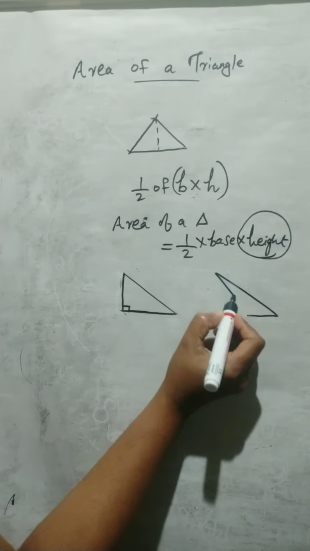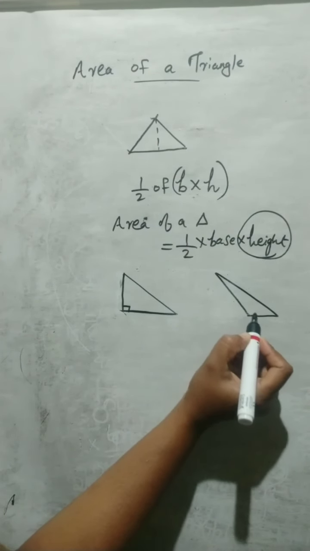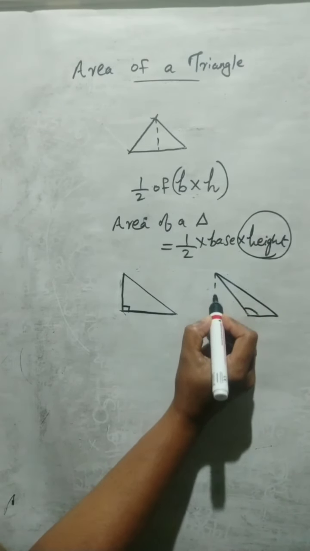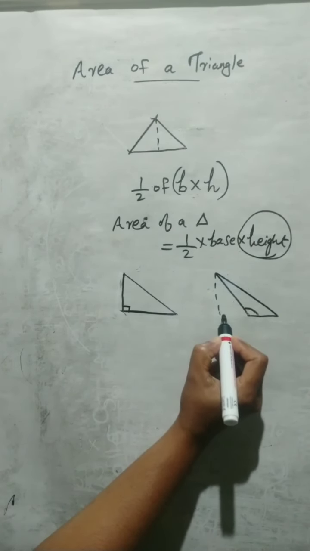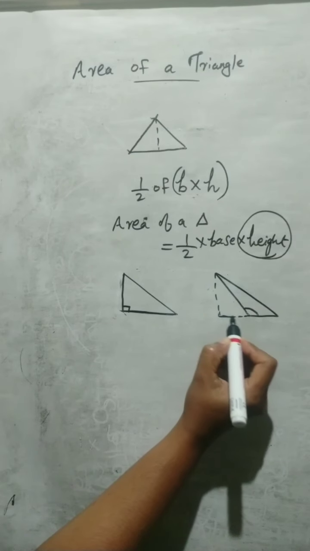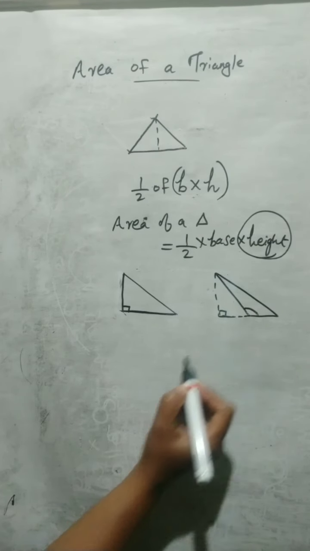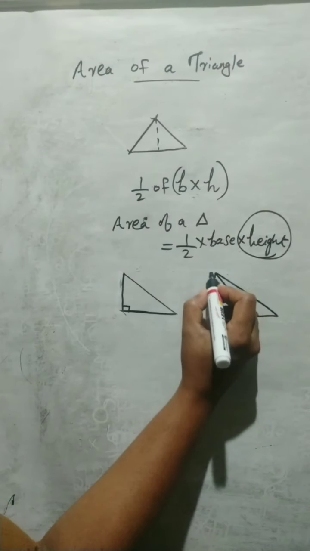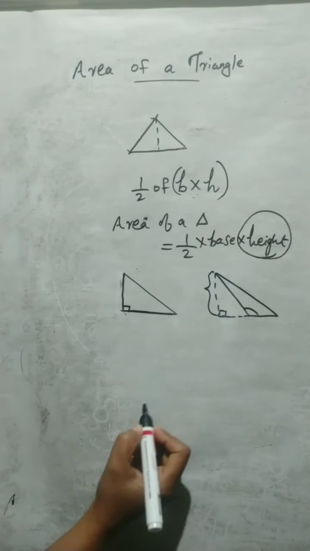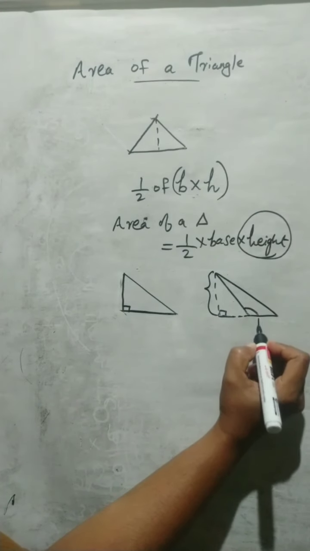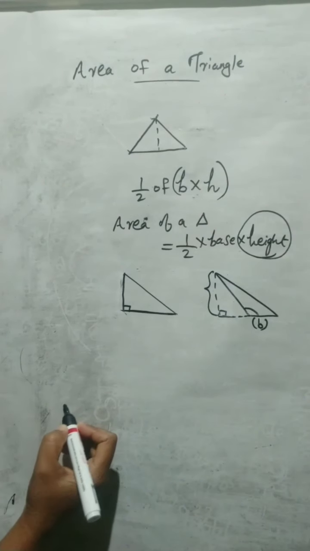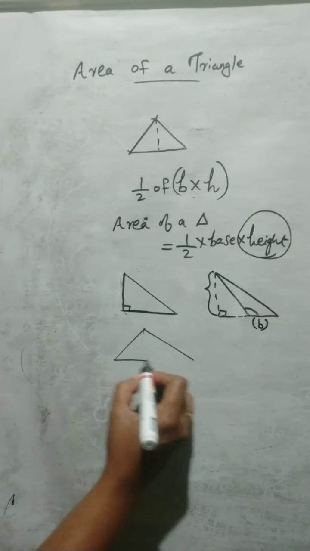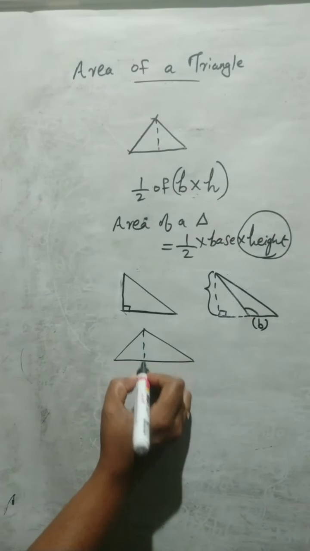Then for an acute angled triangle and an obtuse angled triangle, here will be the height. We have to get a 90 degree angle here, that is a perpendicular line. So here this will be the height. Then here this will be the base of this triangle. Then for other triangles, the height will be inside. Okay. Clear?